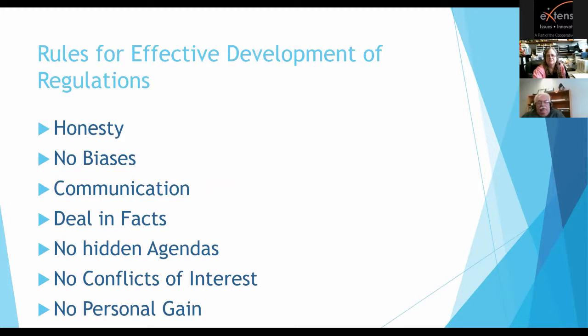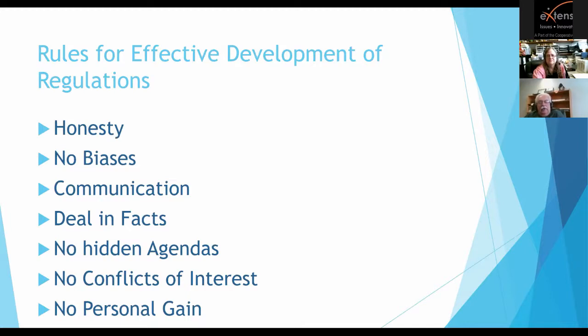So as we move into something like this idea, there are some really important rules that have to be abided by to be effective and to develop regulations, and these rules need to be followed. The first rule is honesty. All parties need to come to the table and be honest about the reason they're there and what their goals are. There cannot be any hidden agendas and things like that. Honesty is the best policy in this. Whether you're a homeowner or whether you're a government official, honesty is the best thing we're dealing with.